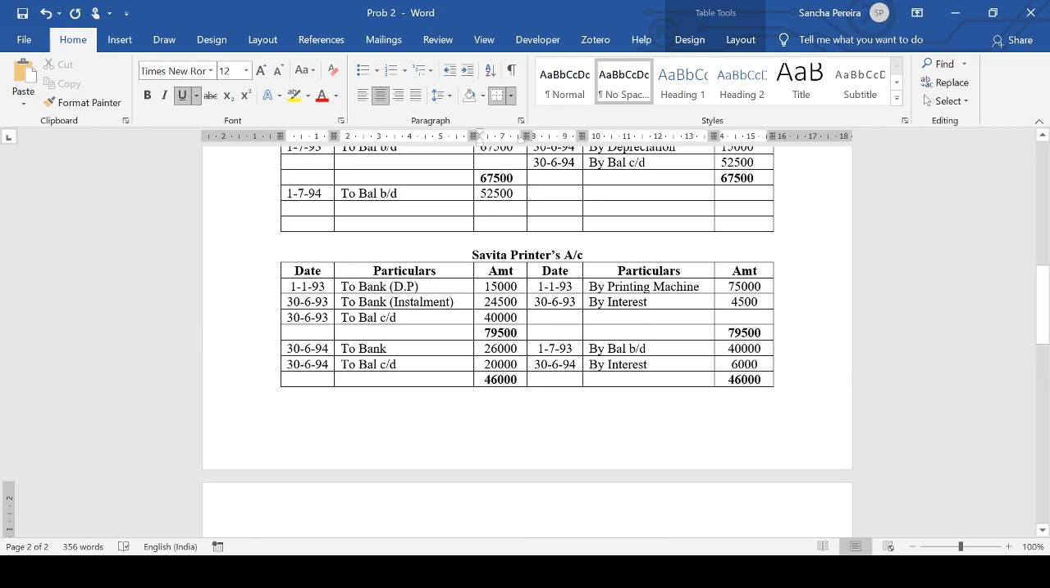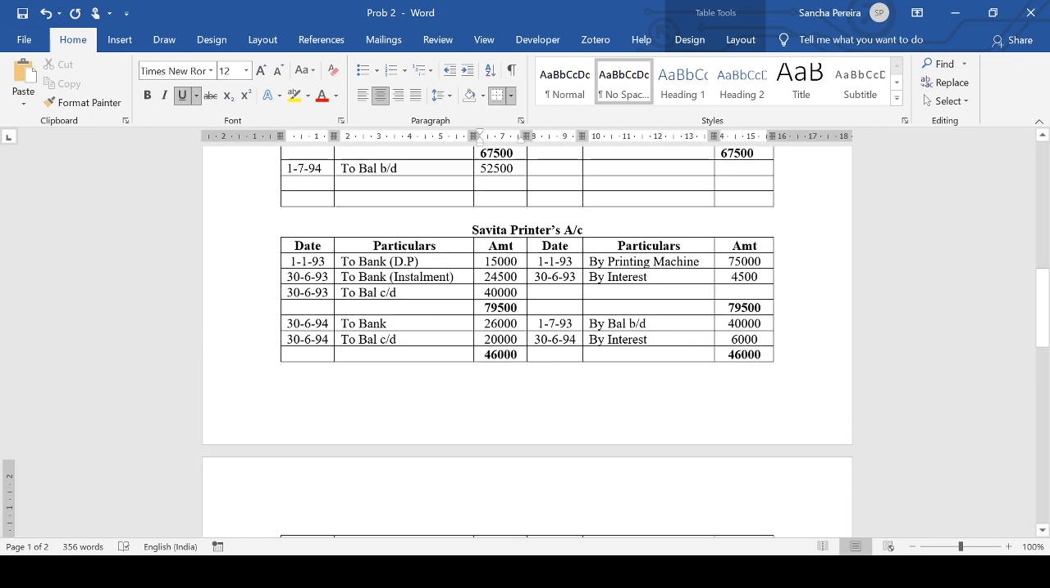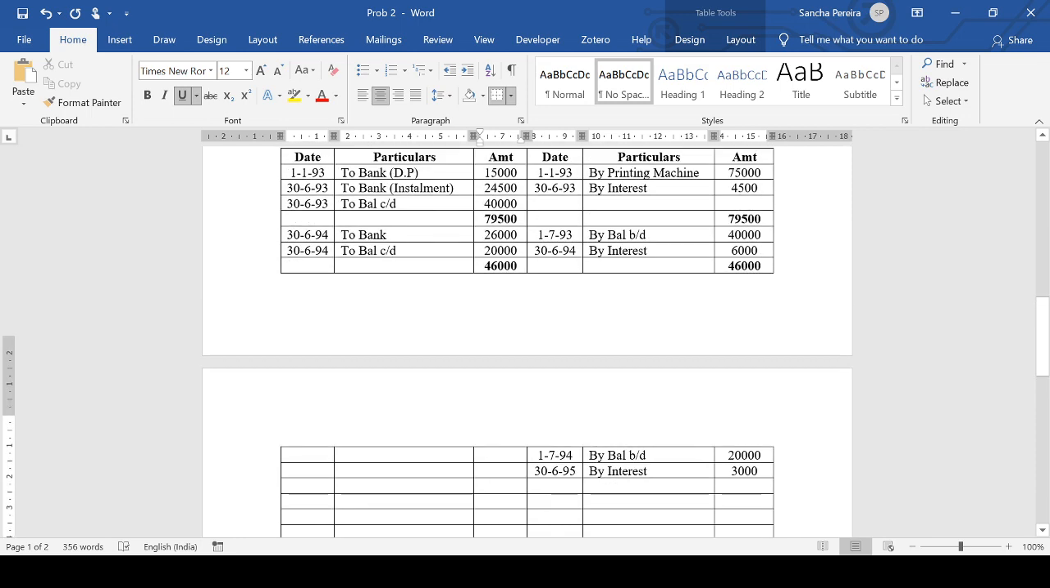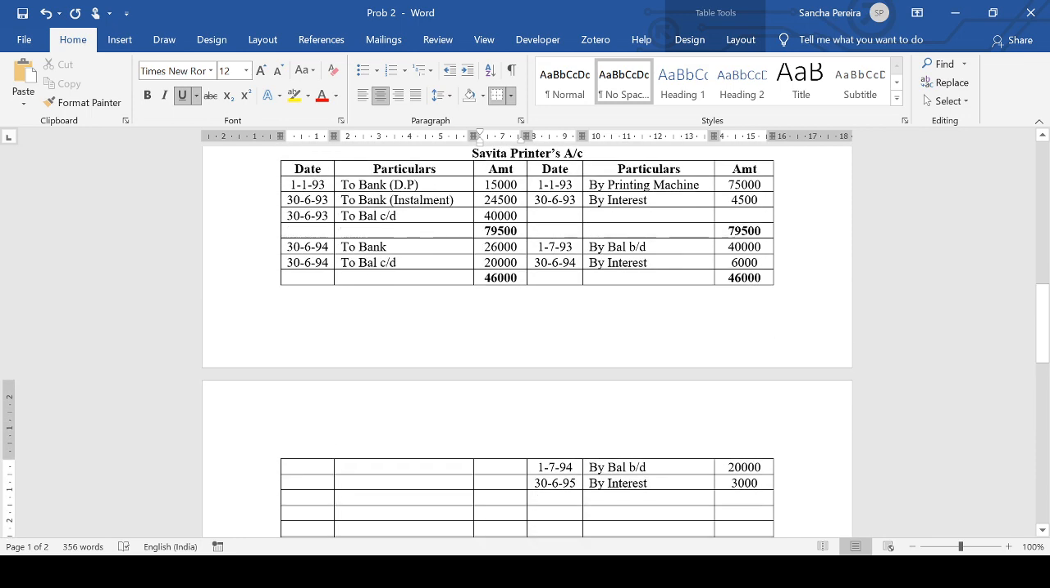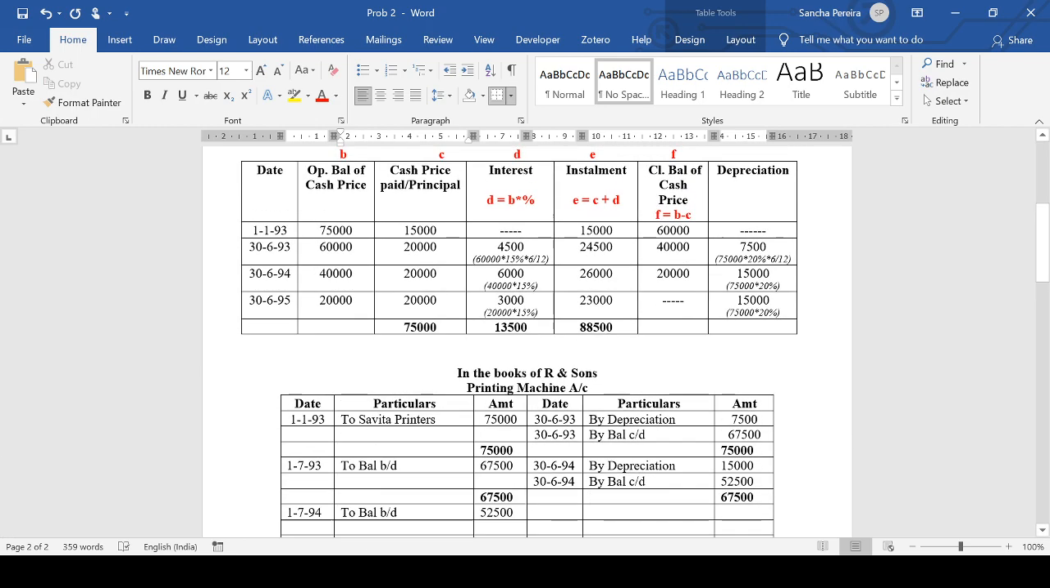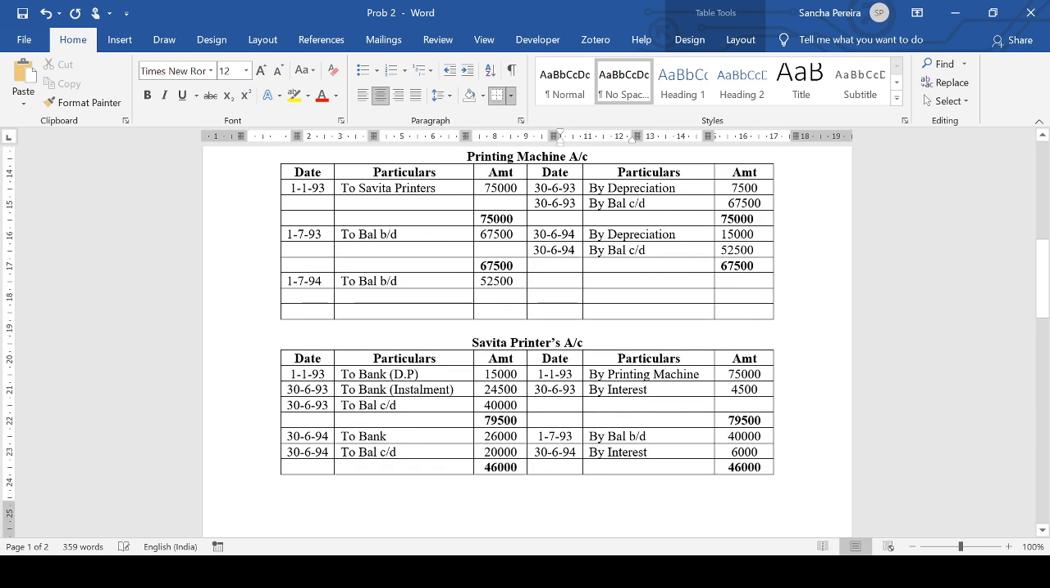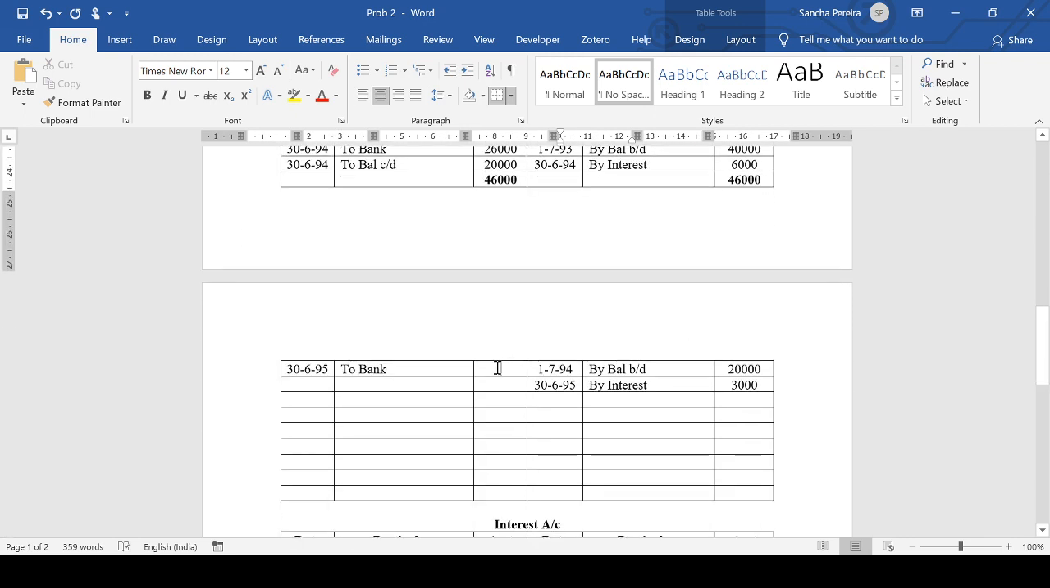Once the interest is shown, the next thing is to pay the installment. So how do you pay the installment? Hire vendor's account to cash or to bank. So it's Savita printers account to bank. 30th June 95 to bank. And how much is the installment? 23,000. Okay.